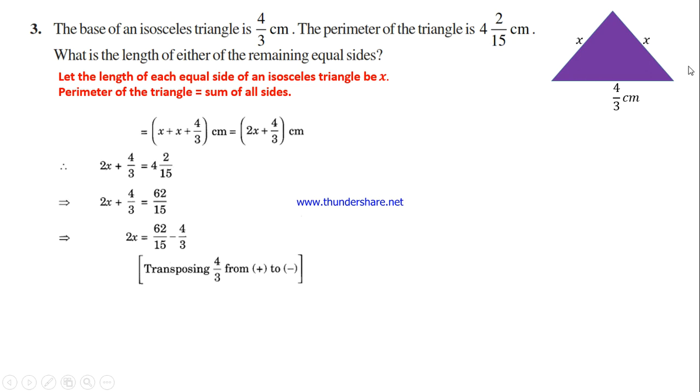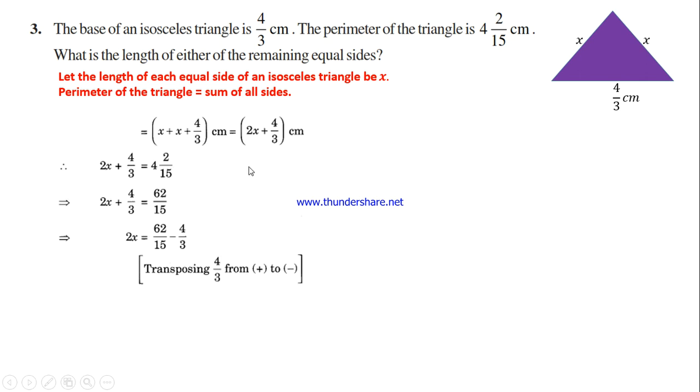So now we are going to add: x plus x, that is we are adding this side x plus this side x plus 4 by 3. When we add, these two are like terms, is it or not? The x terms: 1x plus 1x is 2x. 2x plus 4 by 3 centimeter. We have taken the unit centimeter throughout.